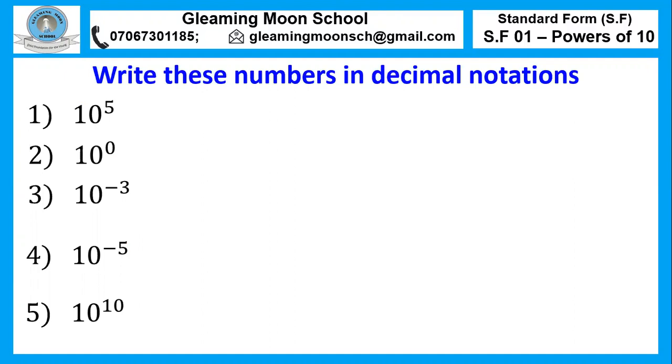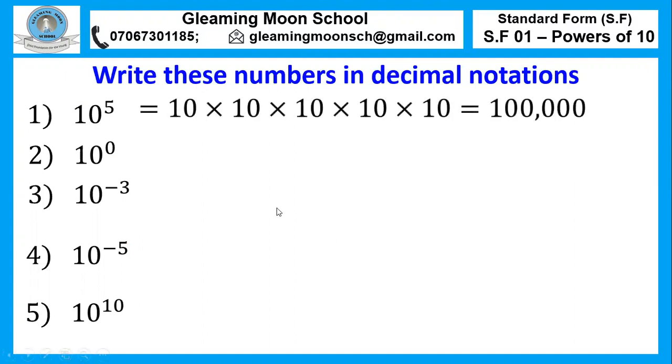All right, let's look at the answers. 10 raised to the power of 5 is equal to 10 times 10 times 10 times 10 times 10. That's into 5 places, which is 100,000. 10 raised to the power of 0 is just 1. Remember, you start from 1 and then multiply by the 10, and the power is 0. So that means nothing to multiply it by. So you just have that 1.